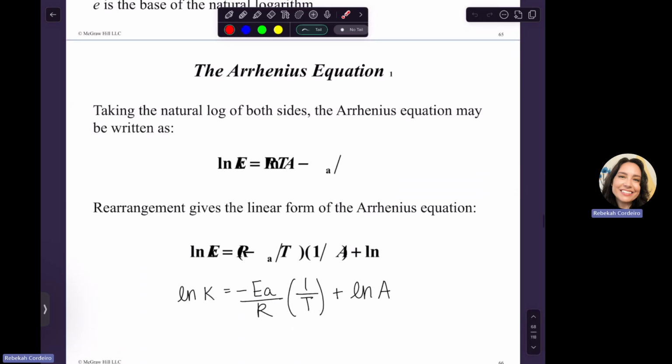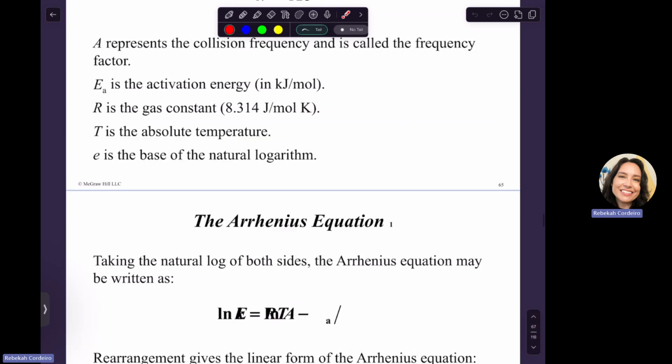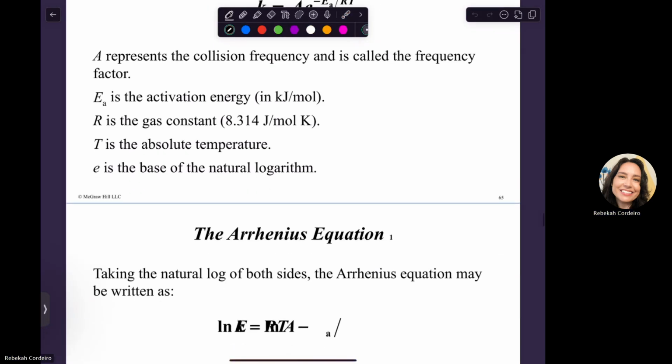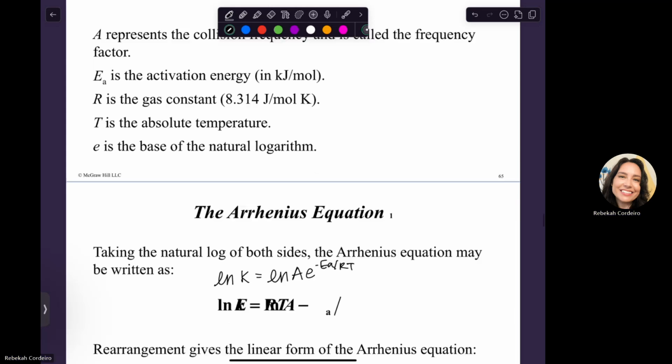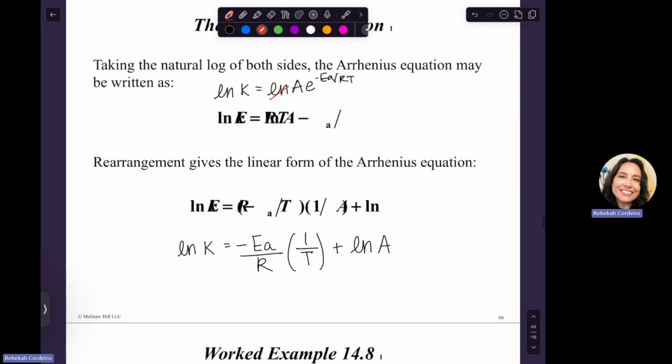So I don't know what happened in this slide. I tried to find the original, but none of my PDFs are showing what I can guess they mean. You take the natural log of both of these sides, right? So we do ln of k is equal to ln of A e to the negative Ea over RT. That gets rid of the e and brings all of this down.